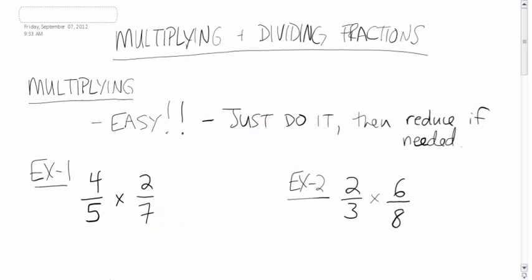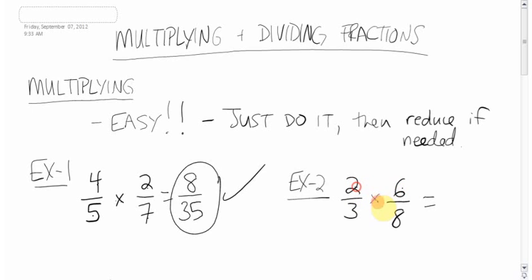That's true. In this case, we're multiplying. You just do it. Multiply the tops, 4 times 2, 8. Multiply the bottoms, 5 times 7, 35. Can you reduce? No. Then you're done. Simple as that. Look over here, 2/3 times 6/8.